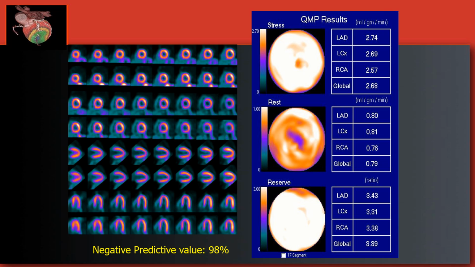And then, a patient like this that has normal perfusion, normal blood flow, has a negative predictive value of 98%. So that means there's a 2% or less chance of that person having any coronary artery disease or cardiac events in the next 5 years.